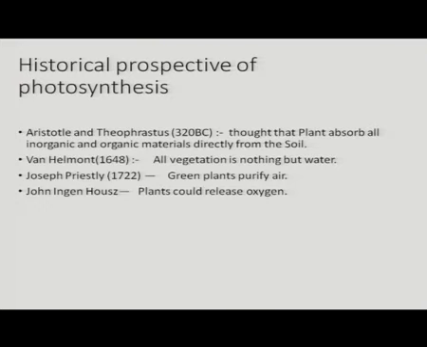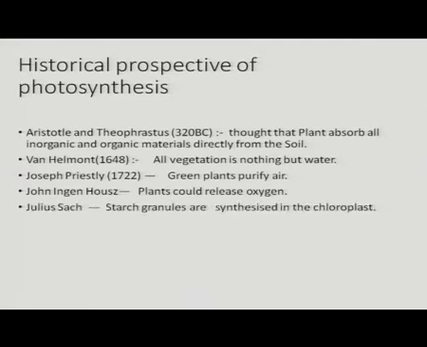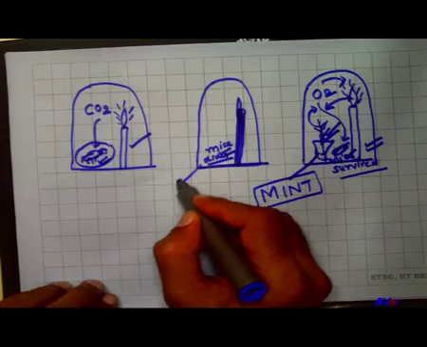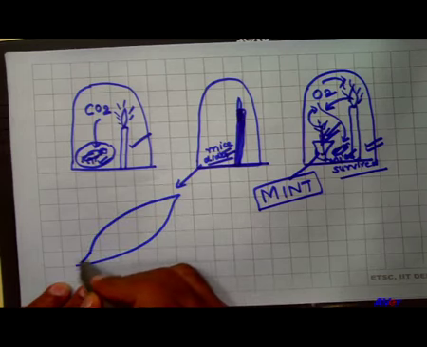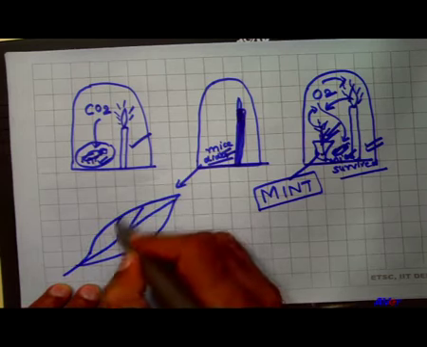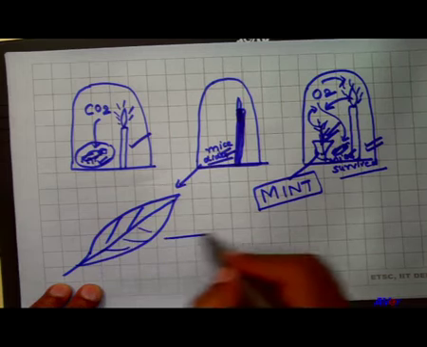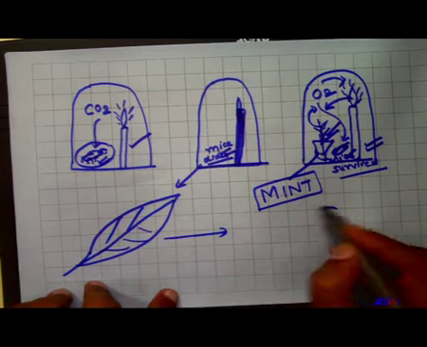According to Jan Ingenhousz, plants could release oxygen, it is the same process. According to Julius Sachs, starch granules are synthesized in the chloroplast. I will tell later, the leaf is the site of photosynthesis, no doubt. Inside the leaf, there is presence of chloroplast.